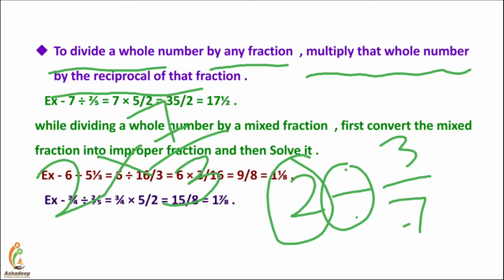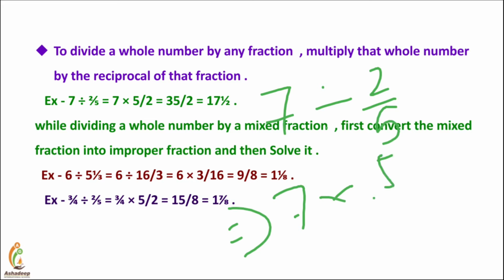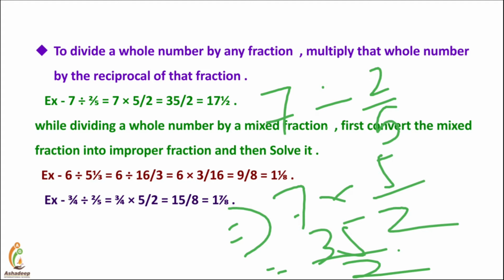Okay. So here 7 2s are 14 upon 3. Got it? Here I am having example 7 divided by 2 upon 5. So 7 into 5 upon 2. So it becomes 7 5s are 35 upon 2. And as the rule said, an improper fraction should be converted into mixed fraction. So it will be 17 1 upon 2.